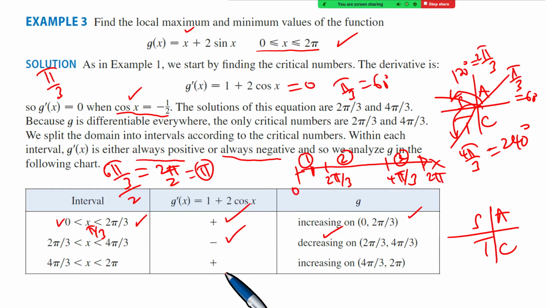Okay, we continue without ceasing. Next, between 4 pi over 3 and 2 pi, we add these two and divide by 2. In the same way, we're going to get a positive, meaning it is increasing there. Positive means increasing. Okay, we have seen these, but we need to find the local max and local min. You can see that at 2 pi over 3 it changes from positive to negative. Looking at the chart, at 4 pi over 3 there is a change from negative to positive. We're good.